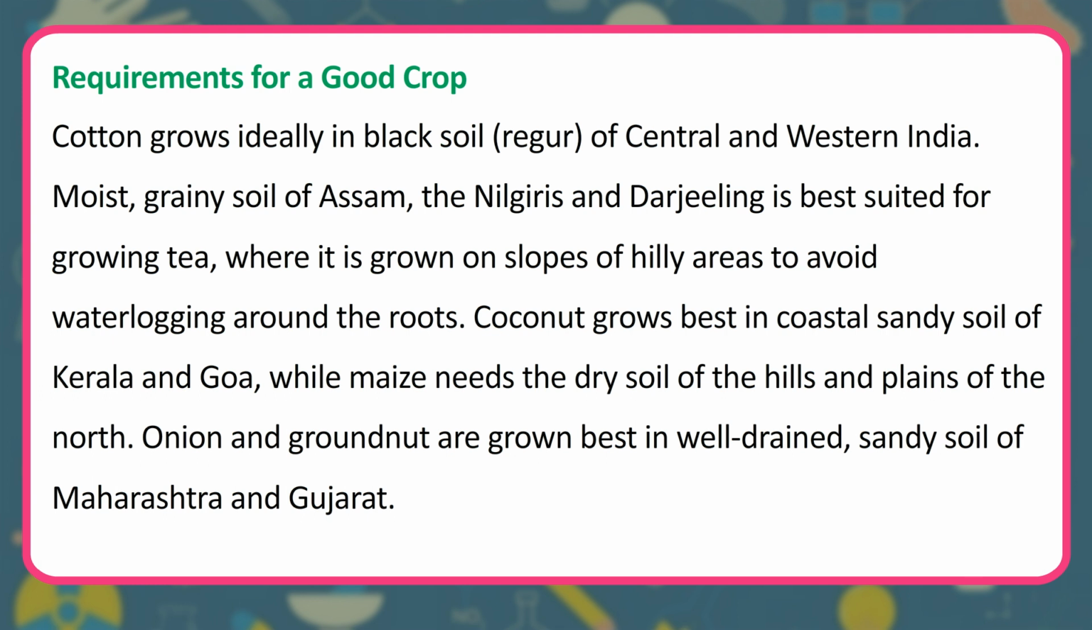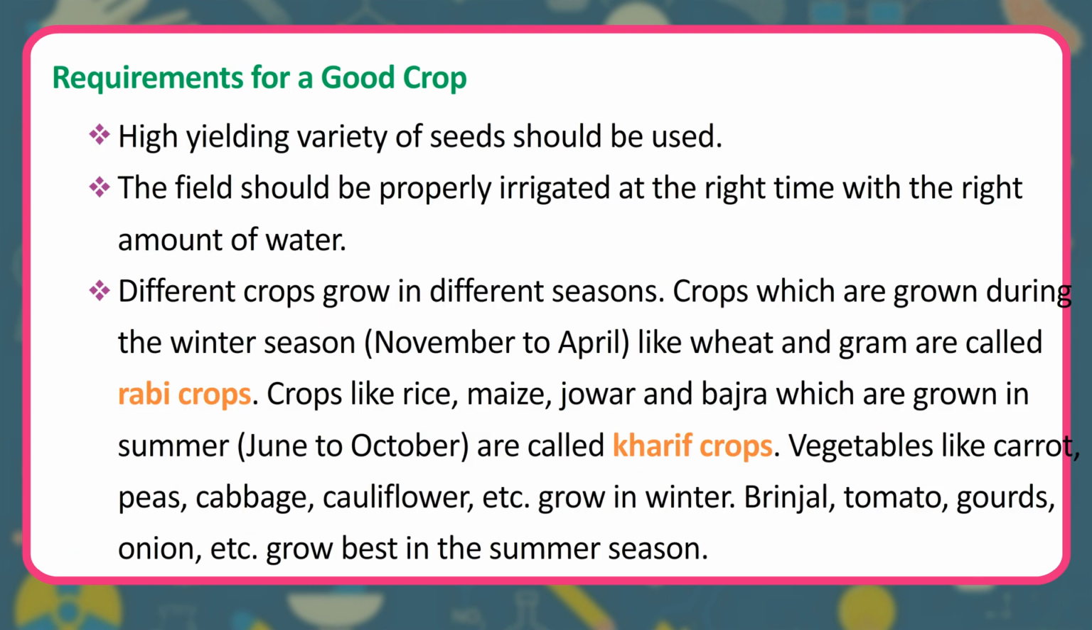Moist, grainy soil of Assam, the Nilgiris and Darjeeling is best suited for growing tea, where it is grown on slopes of hilly areas to avoid waterlogging around the roots. Coconut grows best in coastal sandy soil of Kerala and Goa, while maize needs the dry soil of the hills and plains of the north. Onion and groundnut are grown best in well-drained, sandy soil of Maharashtra and Gujarat.